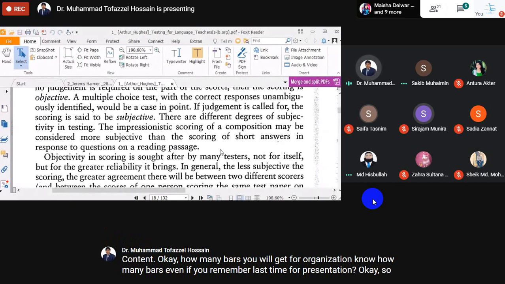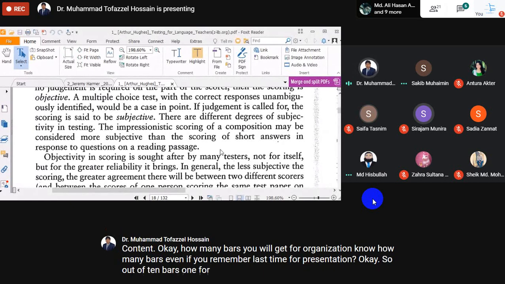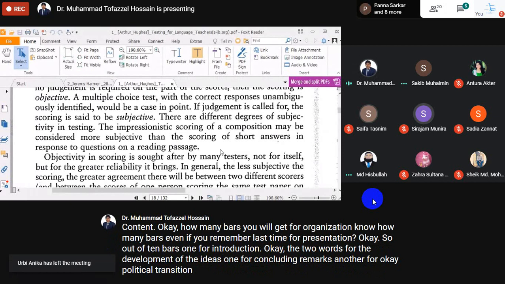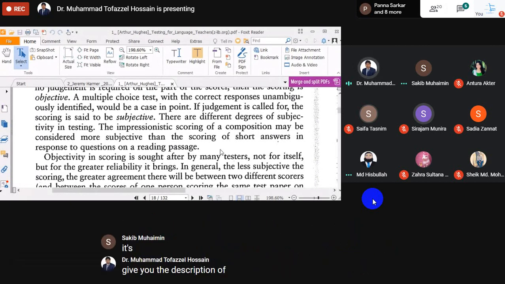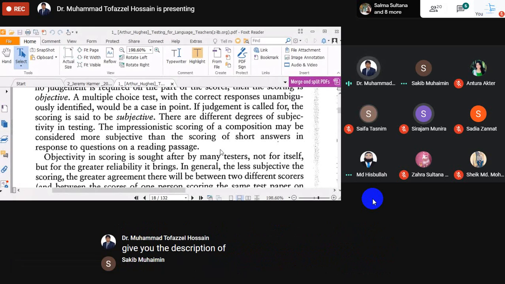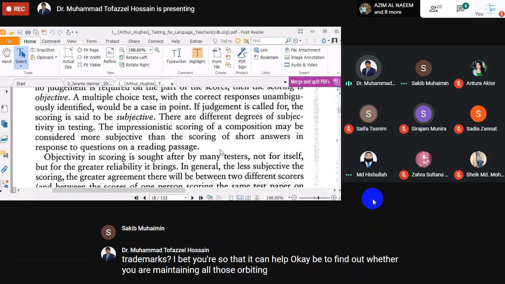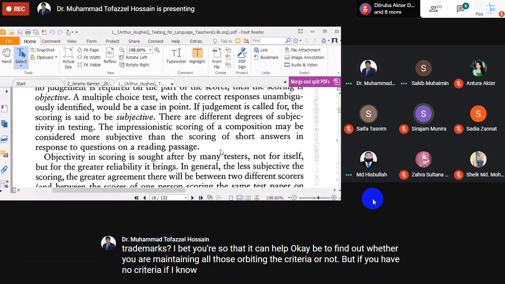Out of 10 marks, 1 for introduction, then 2 marks for the development of ideas, 1 for concluding remarks, another for, for example, pronunciation, another for vocabulary. So can you remember that I gave you the description of 10 marks? I mentioned it so that it can help me find out whether you are meeting the criteria or not. But if I have no criteria, if I know no rubrics, then definitely my marking will be impressionistic.